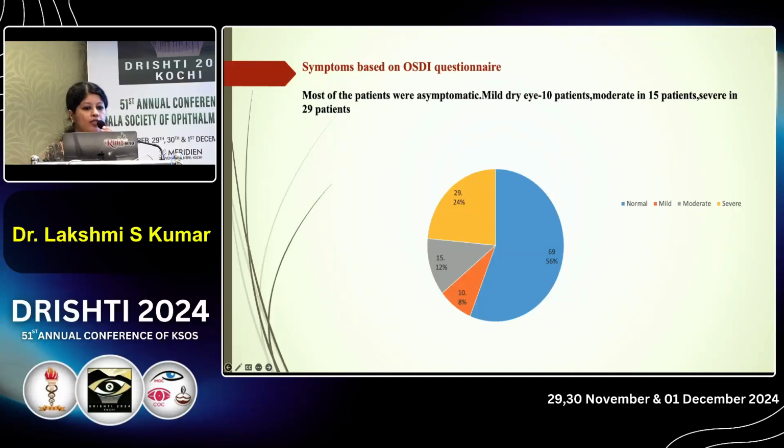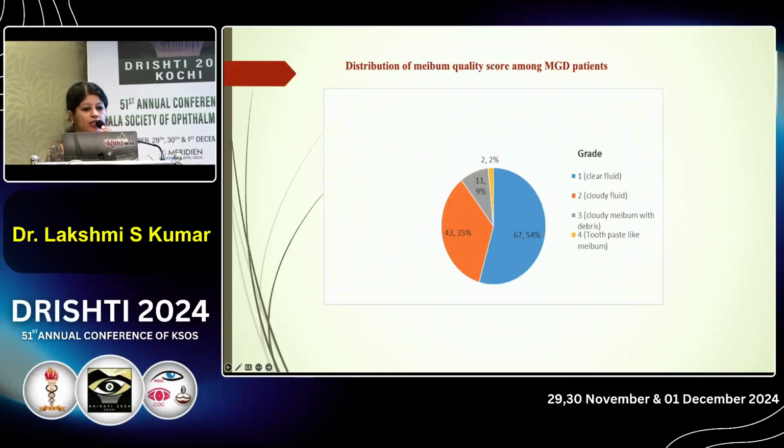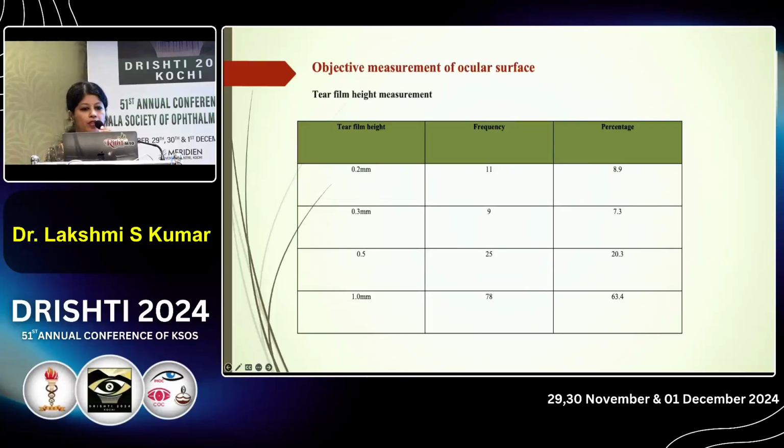Symptoms based on OSDI questionnaire: most of the patients presented to me were asymptomatic. Mild dry eye was present in 10 patients, moderate in 15 patients, severe in 29 patients. Distribution of meibum quality score among meibomian gland dysfunction patients: most of the patients presented with clear fluid only on digital pressure. Objective measurement of ocular surface, which includes tear film height measurement: most of the patients with MGD had a tear film height of 1 millimeter.